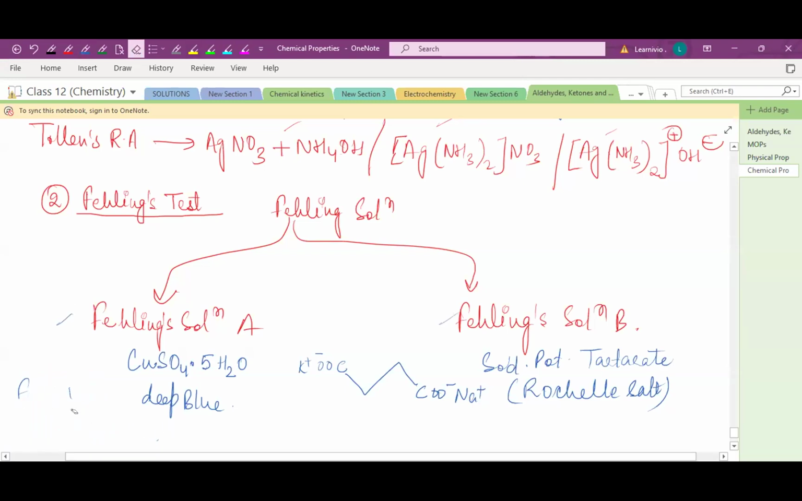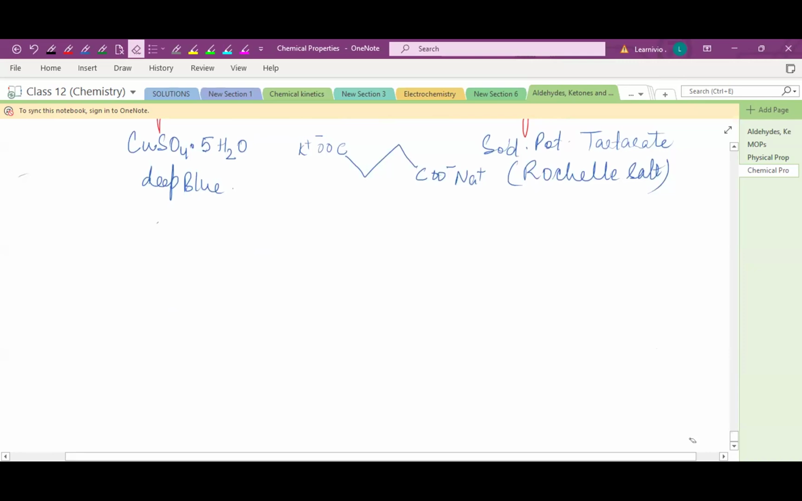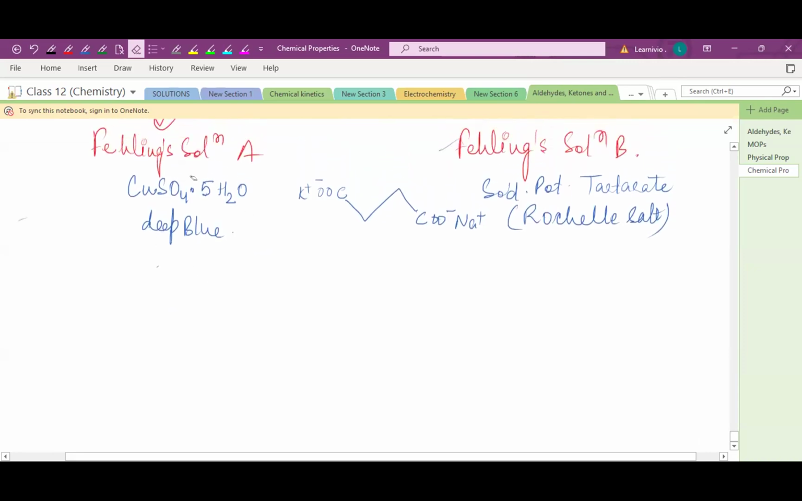Let's see the reaction, then it will be very clear for you. Copper sulfate pentahydrate is your Fehling solution A, right? It gives a deep blue color due to the presence of copper ion. And the sodium potassium tartrate, this Rochelle salt, is basically colorless. So Fehling solution B is colorless and Fehling solution A is deep blue color, due to the presence of copper ion.